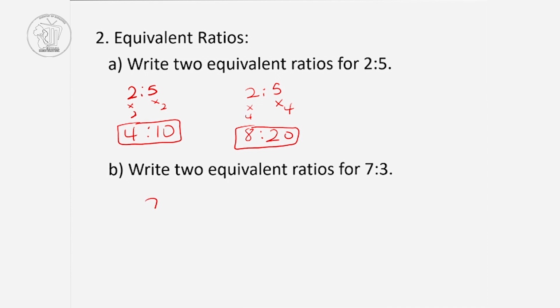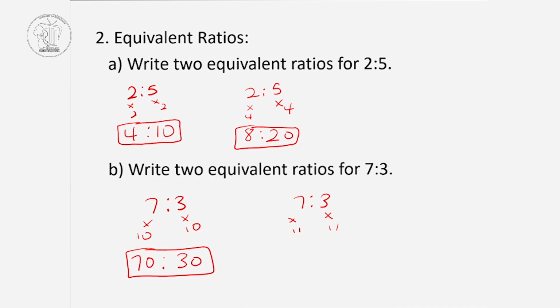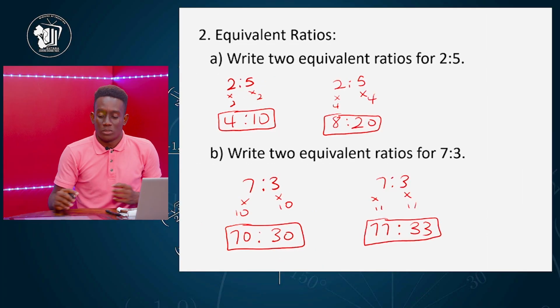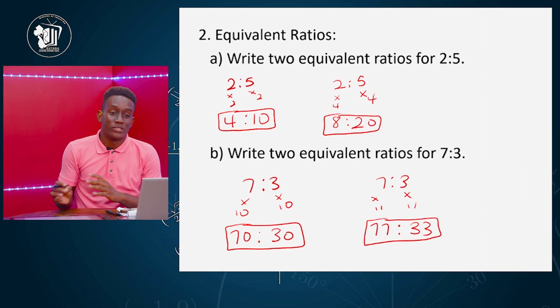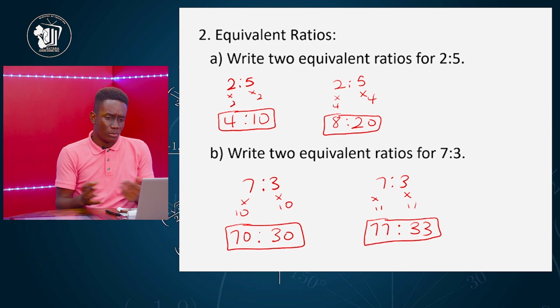Let's look at the other one, 7 to 3. We can multiply the 7 by 10 and the 3 by 10. So one equivalent ratio would be 7 times 10, which is 70, and 3 times 10, which is 30. And then we can also multiply 7 to 3 by 11. So 7 times 11 would be 77, and 3 times 11 would be 33. These would be two equivalent ratios for 7 to 3. So it's simple, just multiply both parts by a common number.